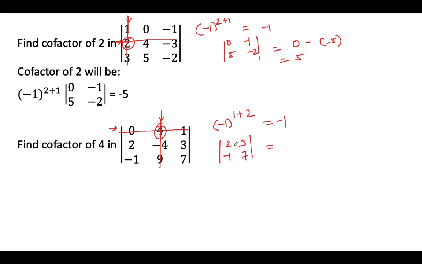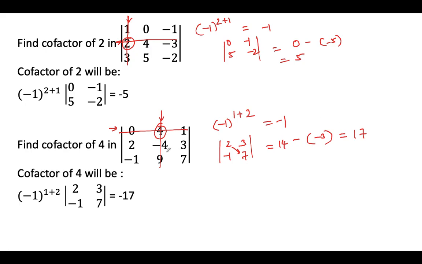Now the value of this determinant will be 2 times 7, that's 14, minus 3 times -1, which is -3. 14 minus (-3) is 14 plus 3, that is 17. So now what should be the cofactor of 4? The cofactor of 4 must be -17.